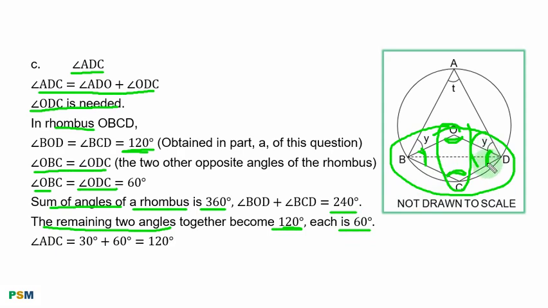You add it to angle y, this part of it, which is 30. Therefore, angle ADC is equal to 30 degrees plus 60 degrees, and that is 90 degrees.